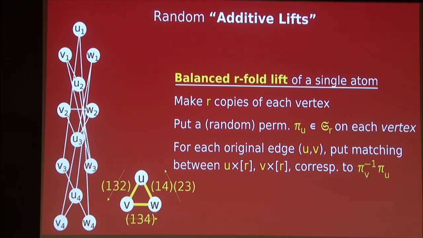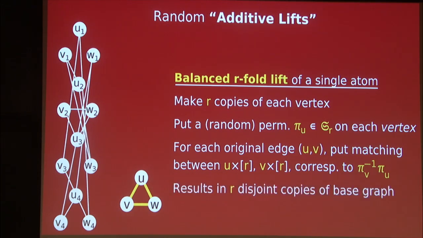And let me make one remark here. This actually looks a bit trivial because this actually results in R disjoint copies of the base graph. Basically, as you go around this cycle here, you come back, you follow a cycle up here too. So in this particular case, you get 4 triangles defined in this way. So it looks very ungeneral, but it's going to generalize the usual lifts eventually.